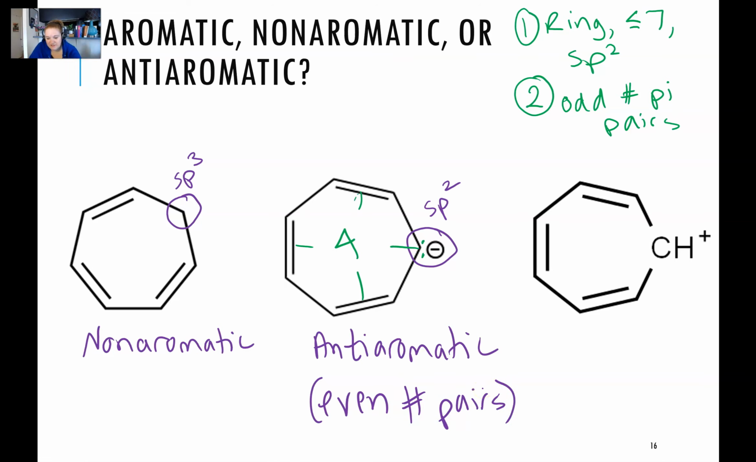And then our last structure, it's a ring, 7 carbons, we have a carbocation, so we can definitely label that as sp2, and 1, 2, 3, this one now has 3 pairs, and so we have an aromatic structure.